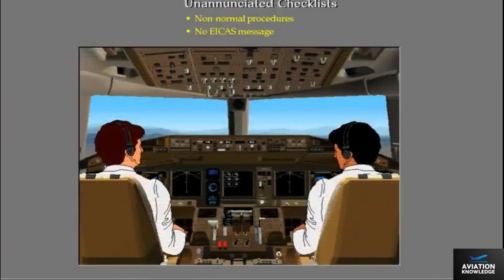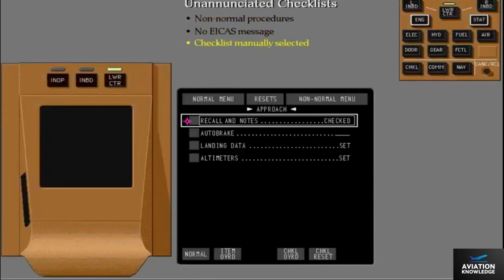Some non-normal conditions do not have an ICAS message associated with them, but do have a checklist. These checklists are called unenunciated checklists. An example of an unenunciated checklist is the window arcing crack checklist. Display the checklist. Since there is no ICAS message, the unenunciated non-normal checklist must be manually selected from the non-normal menu. Touch the highlighted area.